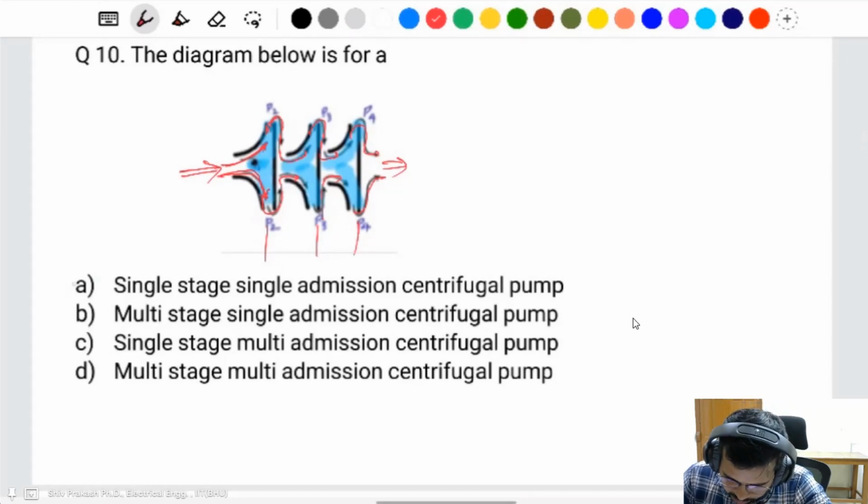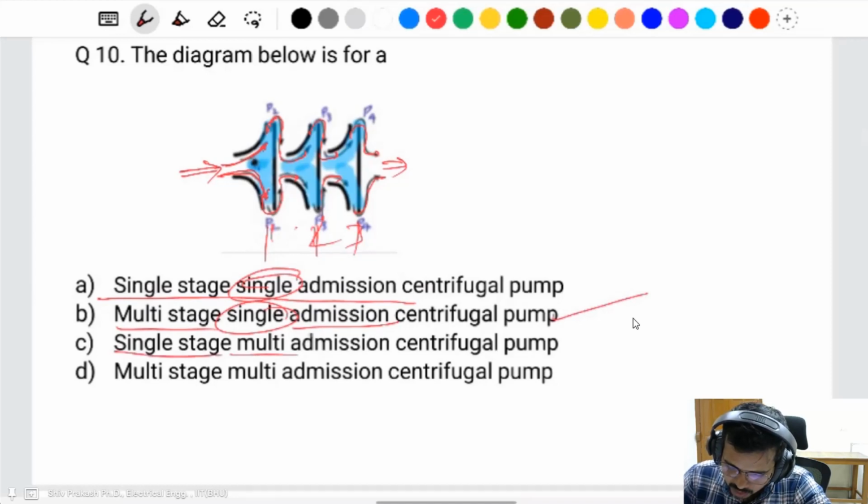Then the option is single stage, single admission. Admission means the entry. Single stage, single output? No, this is multi-stage, 1, 2, 3, but single admission. Multi-stage, single admission, this is correct. Single stage, multi admission? No, only one admission. Multi-stage, multi admission? No, only one admission, one input, one output. That's why this will be multi-stage but single admission.